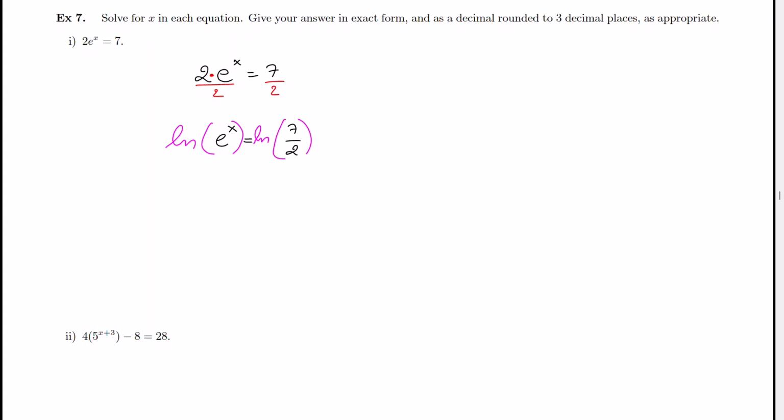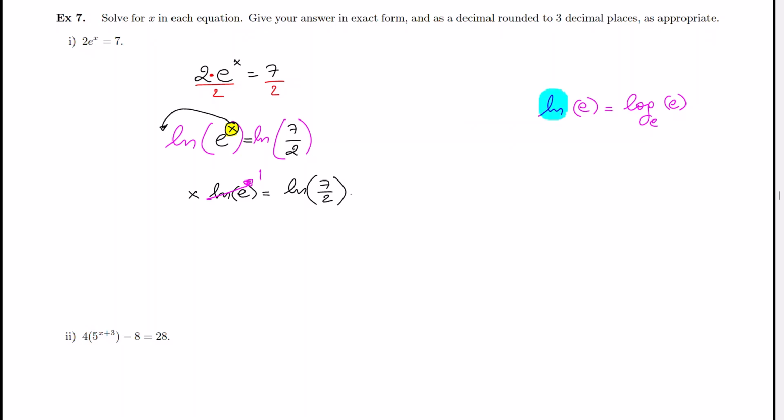So now, according to one of the rules we saw previously, this x that was in the exponent gets to be removed and placed in front. Now that there's an ln, we are able to do that. So x ln of e is equal to ln of 7 over 2. But really, in reality, ln of e is really just 1. And why is that? Remember, ln of e, that's the same thing as saying log base e of e.